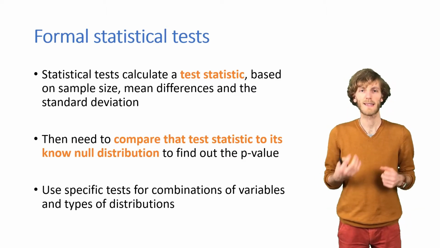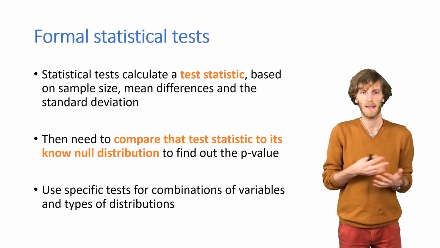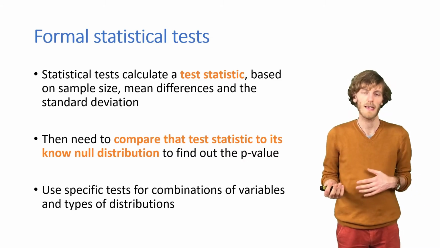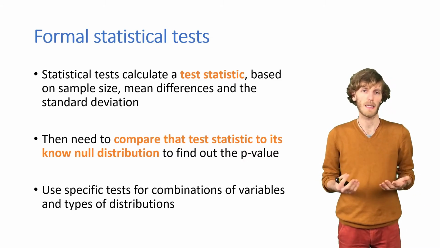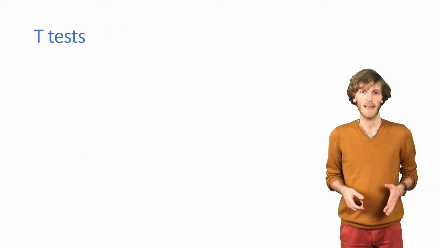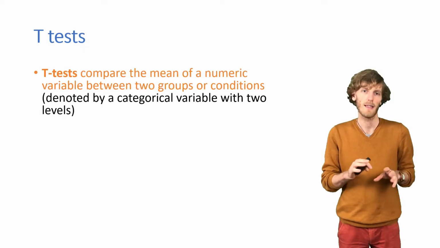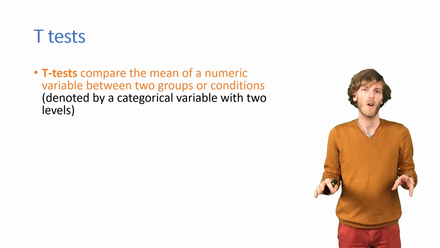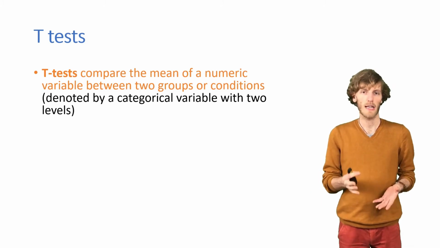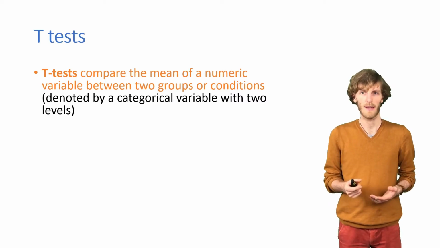There are many different tests. Which one we are using depends on the distribution of our data, so is it normally distributed or not, and it depends on how many and which variables we have. T-tests, the only test that I'm going to focus on for the moment, compare the mean between two groups or between two conditions. And these groups or conditions are generally defined by a categorical variable that has two levels.